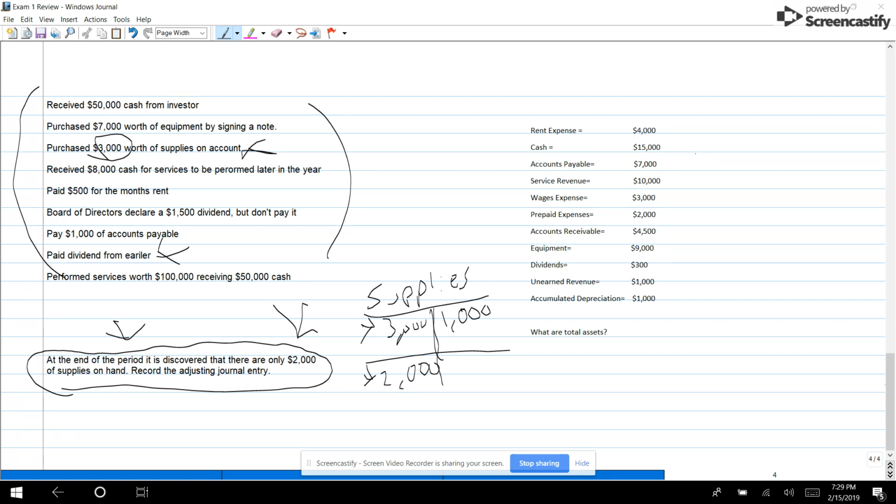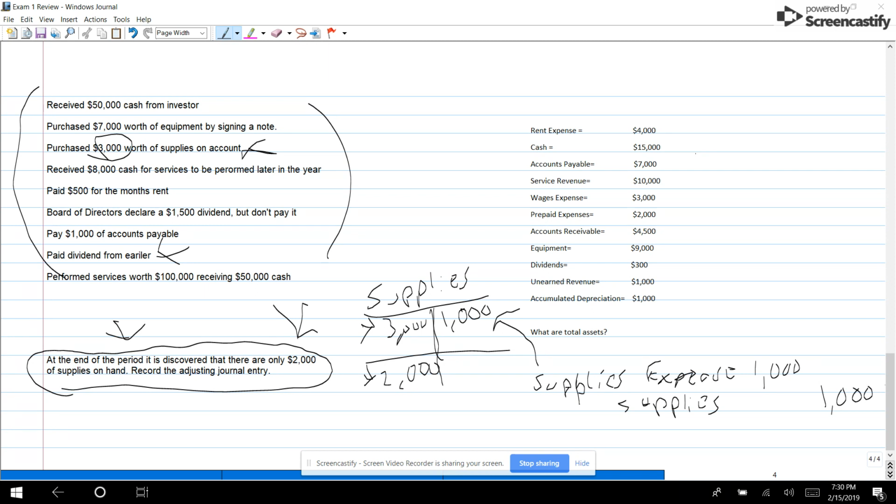But what's our debit? Well, we used up some assets. So what's the definition of that? An expense, right? So it's going to be supplies expense as our debit, and it's going to be for this $1,000 amount because that's how we get from 3,000 to 2,000. And credit supplies. So that's an adjusting entry.